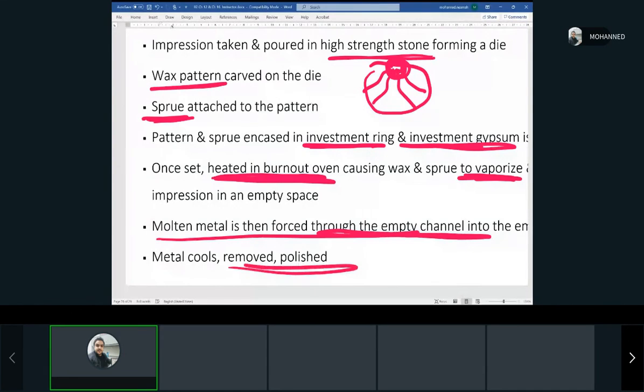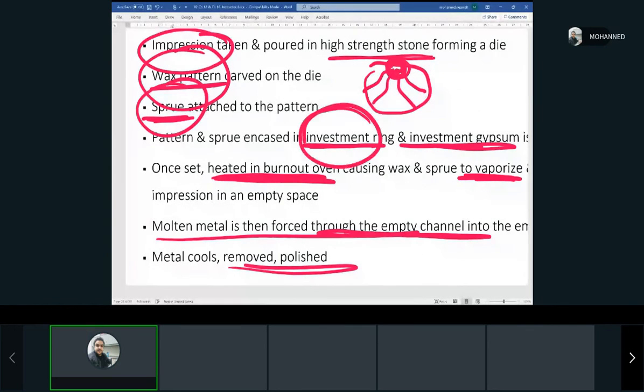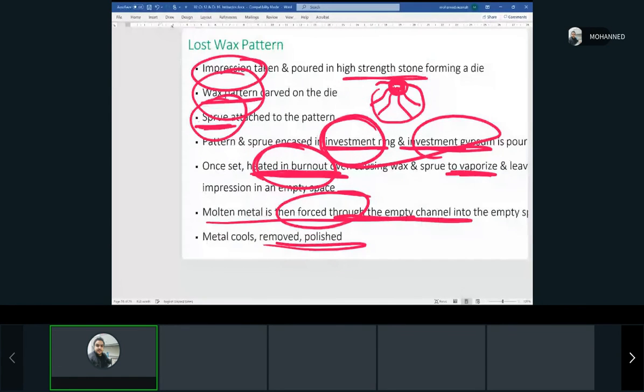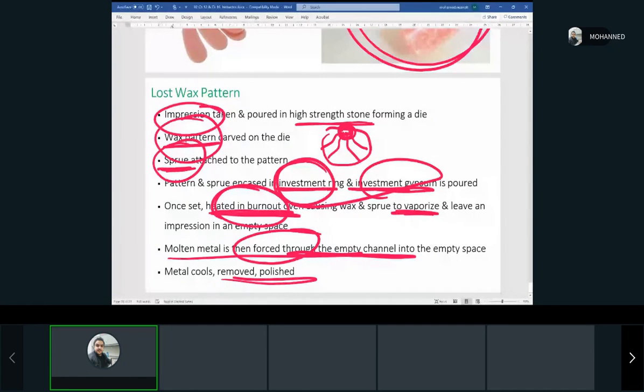So you make an impression, right? And then you put the wax pattern, you make a sprue, and then you put an investment on it, which is gypsum, technically. You put it in a burnout, and then you put the metal through it. Doesn't make any sense, right? All just red circles. Anyway, hopefully the video helps. And again, it's just a process of making wax, heating it up to evaporate, and then putting metal into it in its place. Okay?